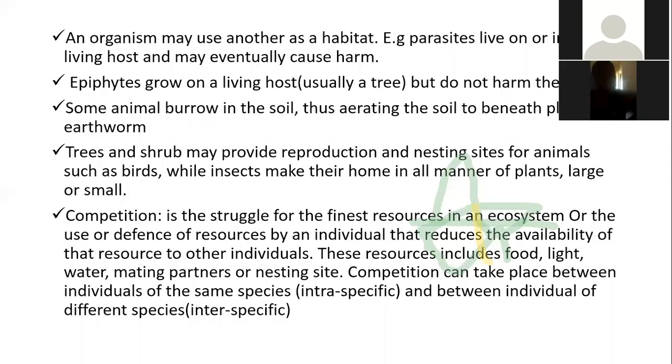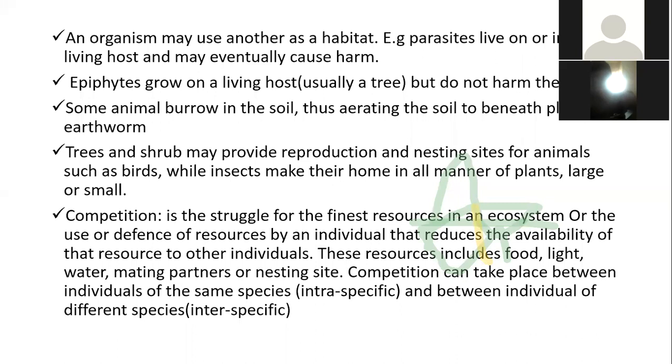Now these resources include food, as I made mention earlier, light, water, mating partners and nesting sites. So you can have a breed of species that fight for mating partners. Even some people fight to gain territories. They fight to get a territory for them to colonize.